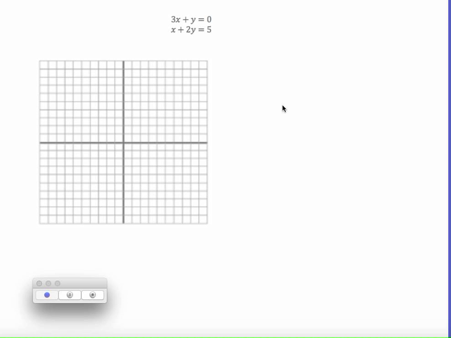Okay, this video is to show you how to solve a system of linear equations using substitution. So in substitution, I have two equations, two unknowns. Equation 1, equation 2, unknown x and unknown y. I need to get to one equation and one unknown.